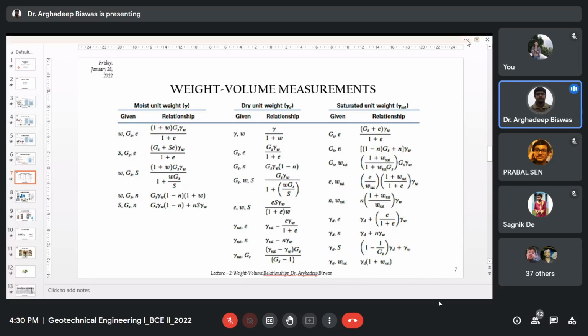Sorry. Sir, the G factor given for capital G. Oh, sorry. Yes, this G is your specific gravity of solid. Okay.